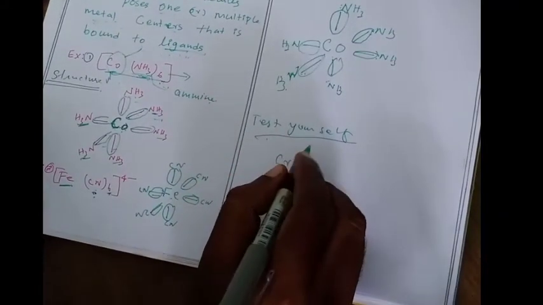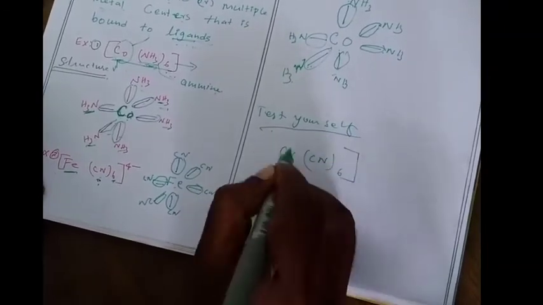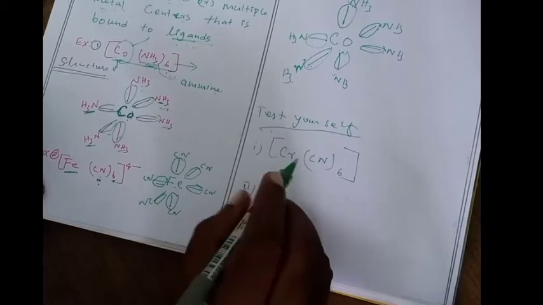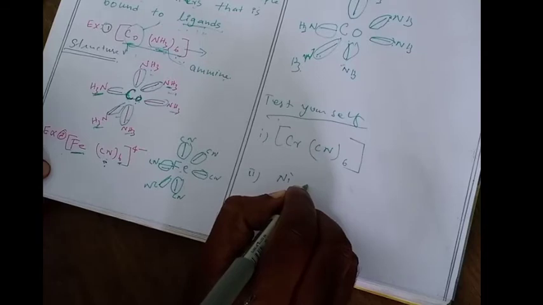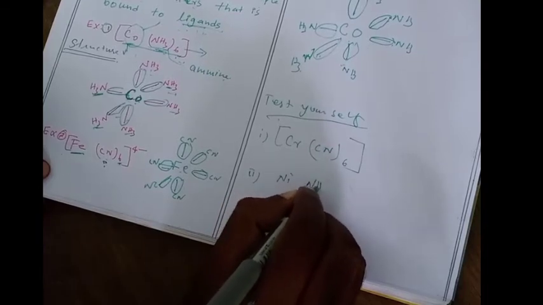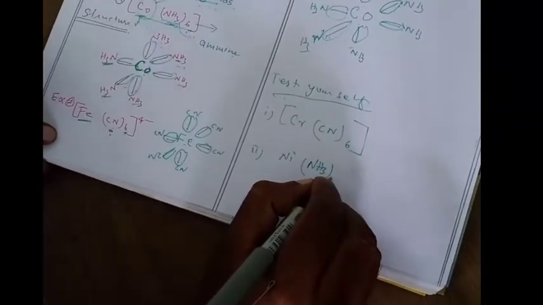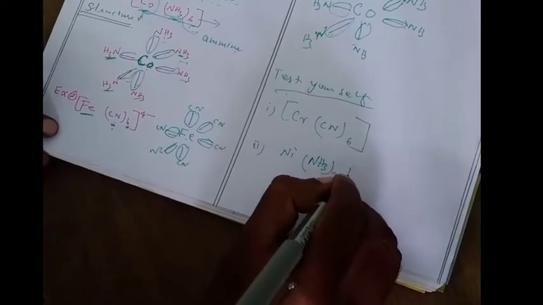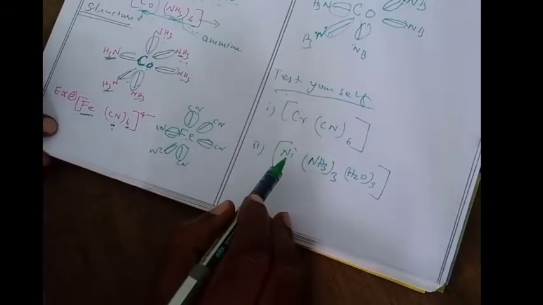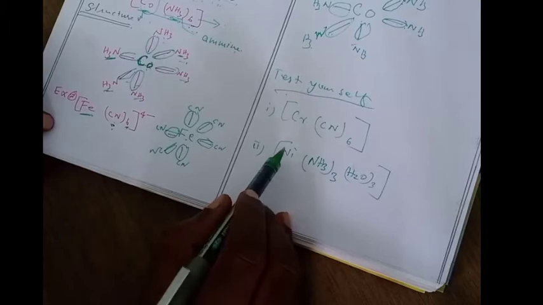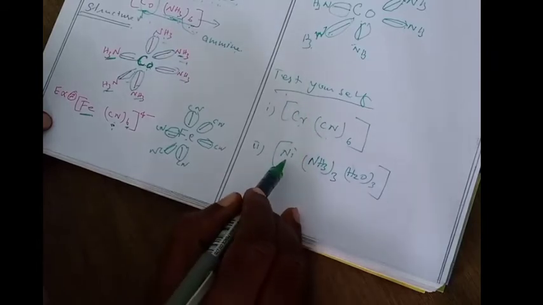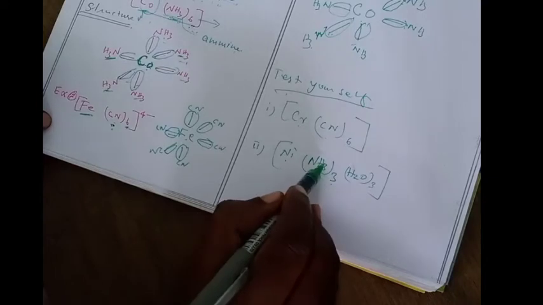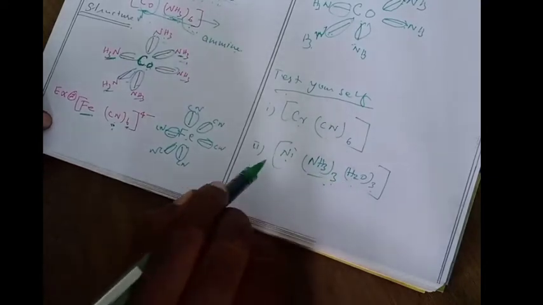Cr, CN6, nickel, NH3 3 times, H2O 3 times. Here students, I hope you do well, you test yourself. Here chromium hexacyano, that's it. Here also nickel is the central metal atom, and 3 amine and 3 aqua, that means water.